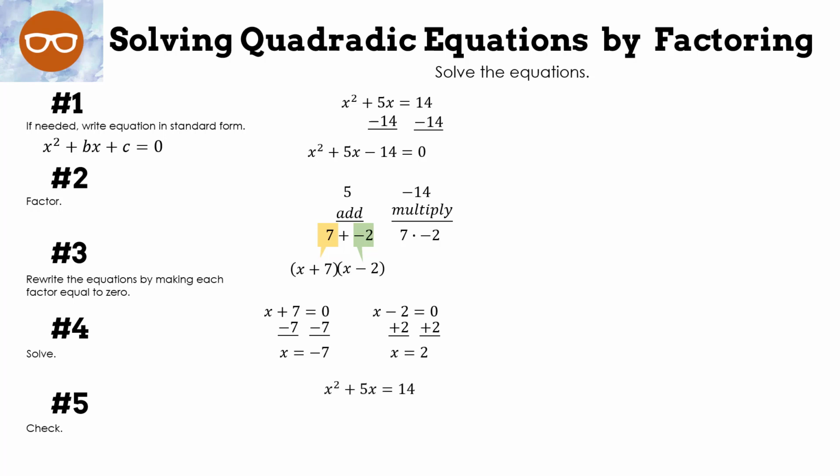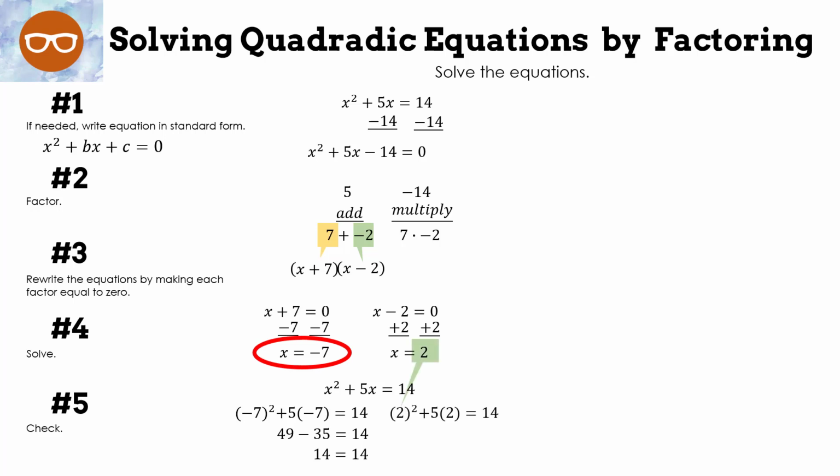So how to check it? We just rewrite the original equation. So this first one, I'm just going to substitute negative 7 in for my x's. When I do that and I simplify, it turns out that 14 equals 14, and yeah, x equals negative 7 is a solution. Let's look at the second one.